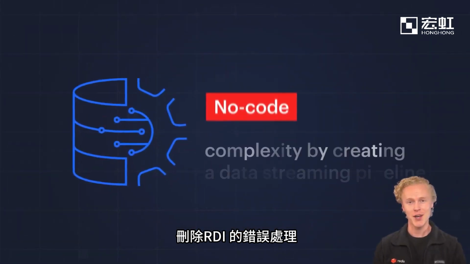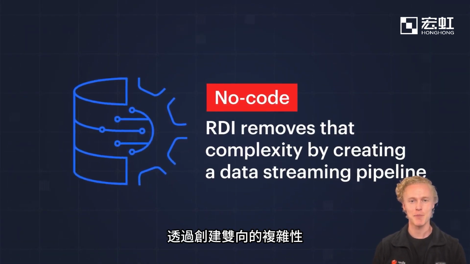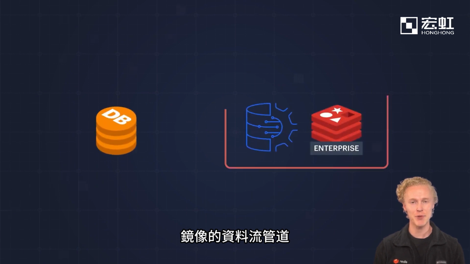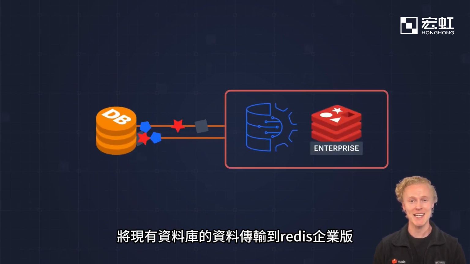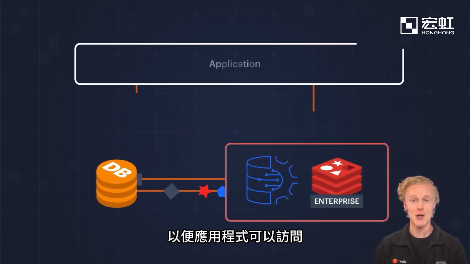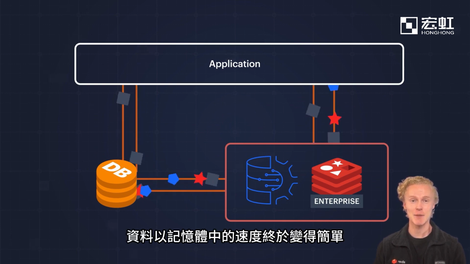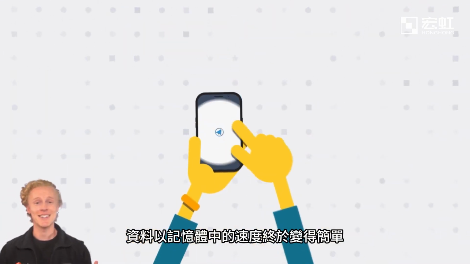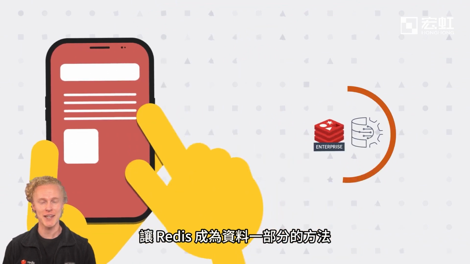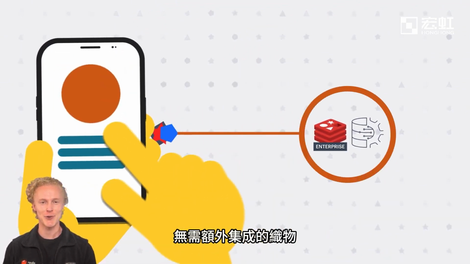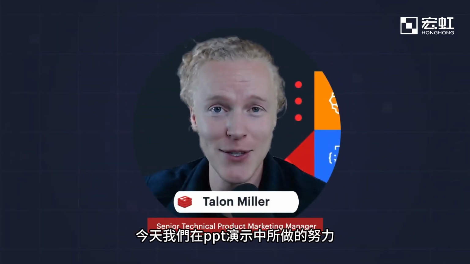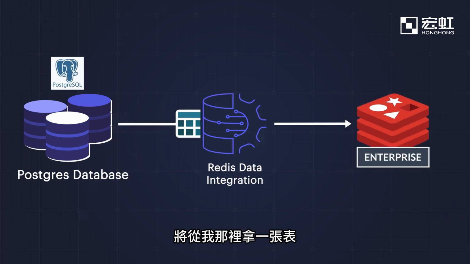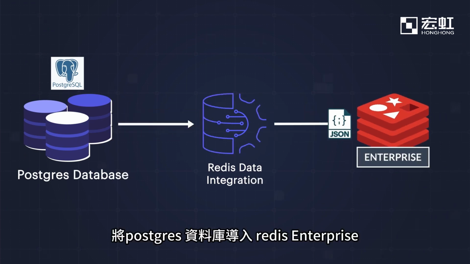With no code, RDI removes that complexity by creating a two-way data streaming pipeline that mirrors data from an existing database to Redis Enterprise, so applications can access data at in-memory speeds. Finally, an easy way to make Redis part of your data fabric without additional integration efforts. In our lightning demo today, we're going to be taking a table from a Postgres database into Redis Enterprise.